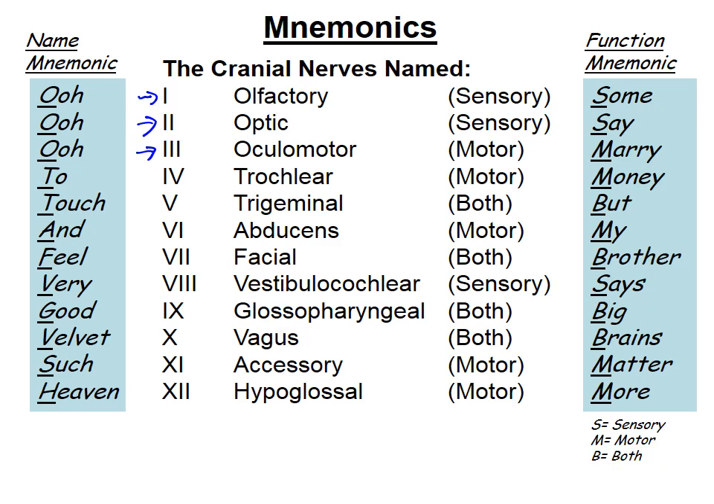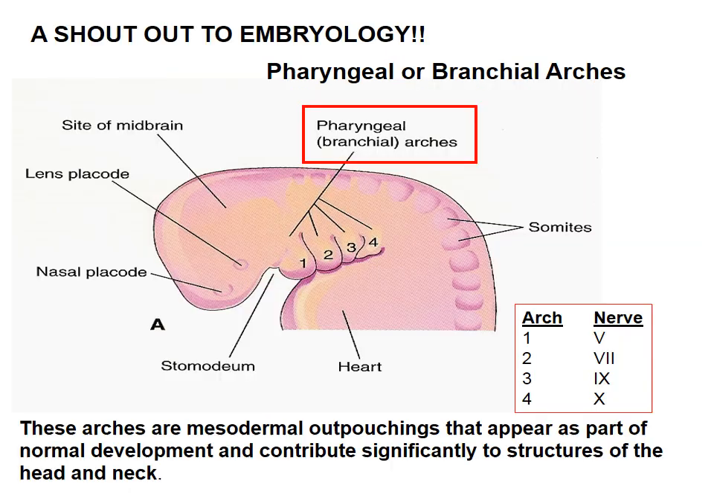So let's take a look at each of these individually. During our discussion, we're going to run into 4 nerves, nerve 5, 7, 9, and 10. They're each derived from a branchial arch. And as you look at your embryology content, you guys will know exactly what I'm talking about when we discuss a branchial or pharyngeal arch.